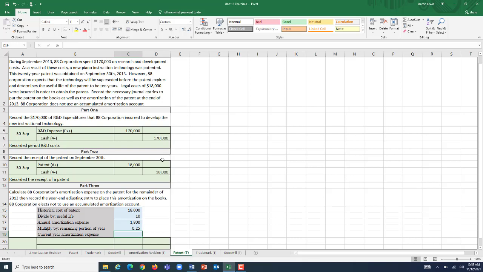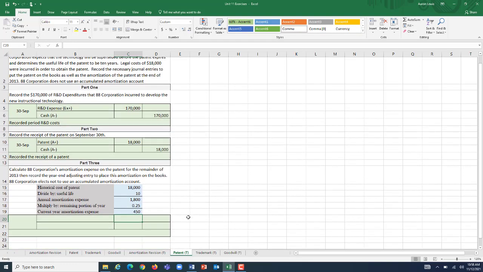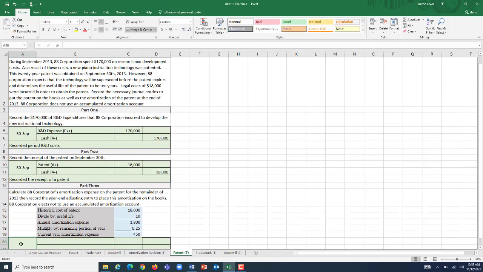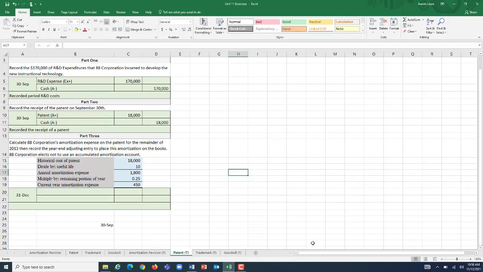If 1/4 of the year passed where this actually provided us positive cash inflows, we should only be recording an amortization expense equal to 1/4 of what we normally would annually, and 1/4 of 1,800 is $450. So on December 31st, when we make our entry to recognize the amortization on this patent, we are going to debit amortization expense, going up for that $450.